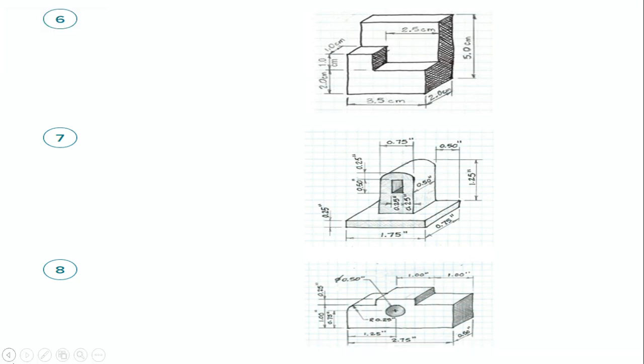Okay, this is a video for how to create number 6 out of the 2.4 multi-view sketching packet. You're going to notice that number 6 up here is in metric. You can see that we are in centimeters. So this is how to go about making this in Autodesk Inventor.